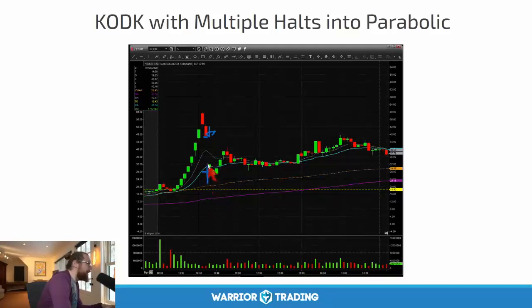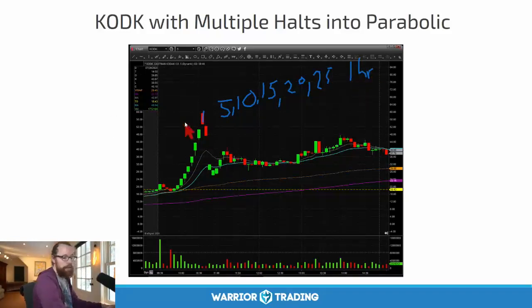And then it halts going up, but it halts really quickly. And this was more than a 10-minute long halt. So usually the first halt coming down is more than 5 minutes. Usually it's more than 10 minutes, and it resumes at 5-minute increments. So sometimes 15, sometimes 20, sometimes 25, sometimes it's even an hour long that it's halted. And it's halted that long because there's such a big imbalance of orders that need to get executed.